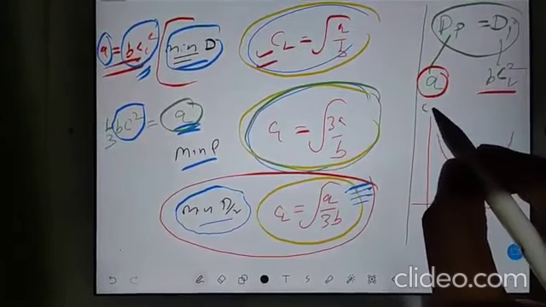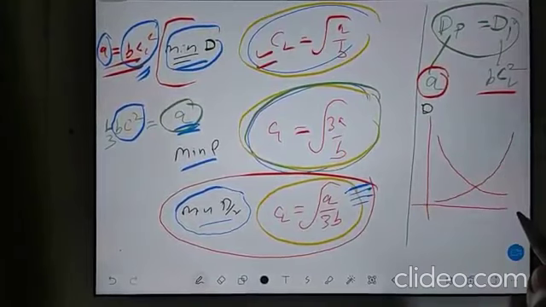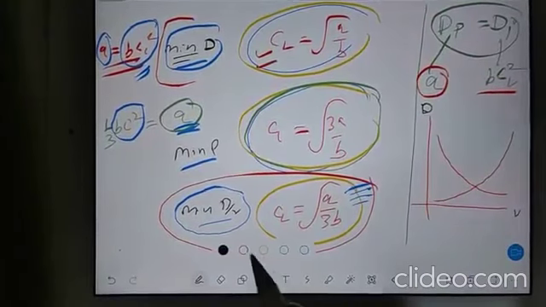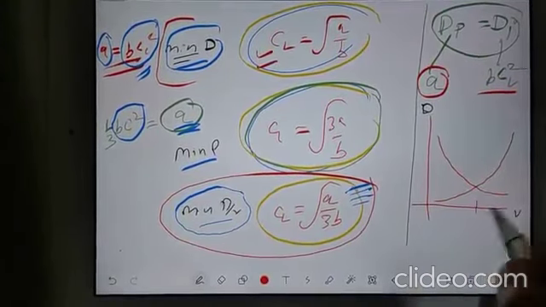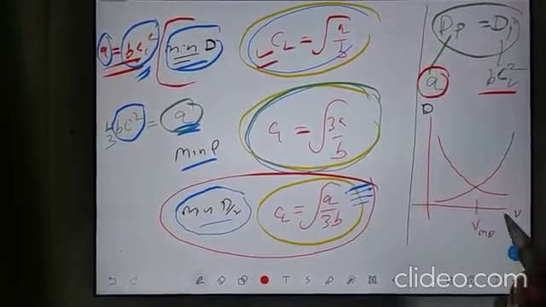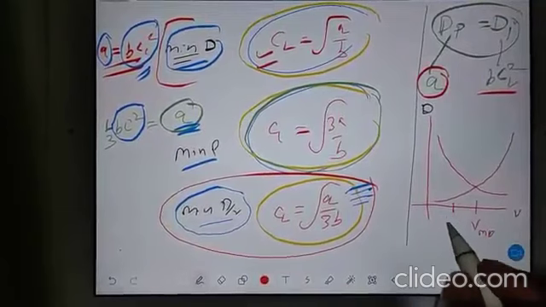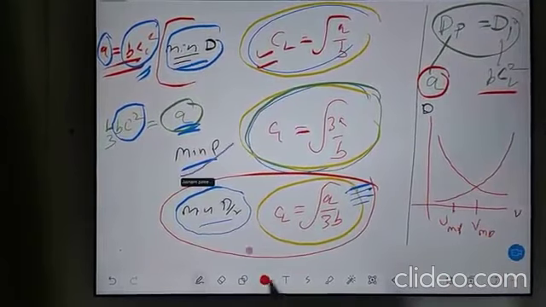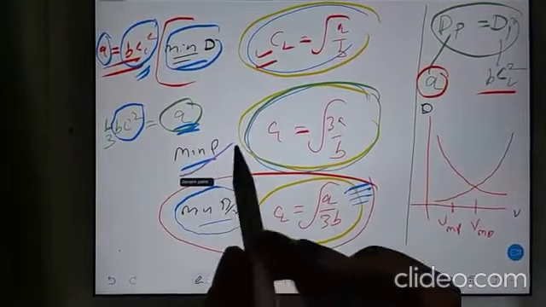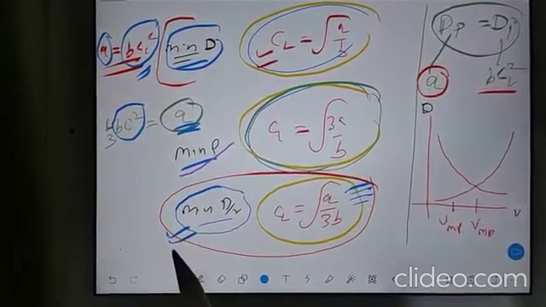Now see, this is your drag, this is your velocity. So just now we have identified one velocity here. This velocity was the minimum drag velocity, and we have identified one velocity here. This was the minimum power velocity. Now we have to check a velocity where you have the minimum D by V condition.